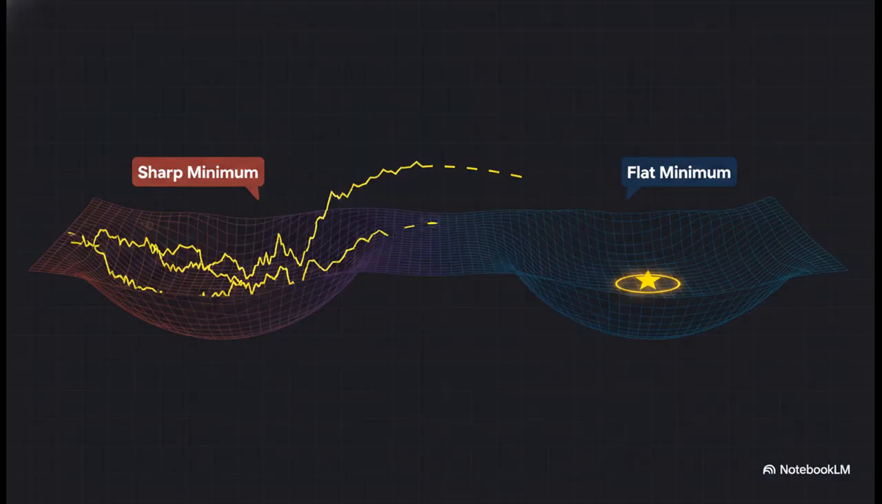Now, you might be thinking, isn't all this chaotic bouncing a terrible bug? Actually, counterintuitively, this noise is a brilliant feature. Think about it like this. A narrow, steep valley is a sharp minimum, meaning the AI memorized the data but won't perform well in the real world. It overfits. But a wide, shallow valley is a flat minimum, which generalizes beautifully. The erratic bouncing of SGD actually helps the algorithm pop right out of those bad, sharp valleys and settle safely into the wide, flat ones.